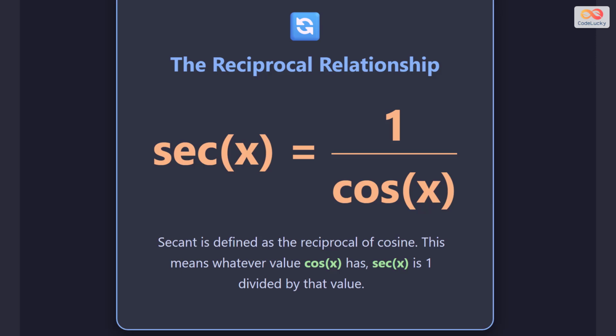The key to understanding secant is this definition. Secant of x equals 1 divided by cosine of x. This is a reciprocal relationship. It means that for every point on our graph, the value of secant is simply the inverted value of cosine. If cosine is large, secant is small, and if cosine is small, secant becomes large.